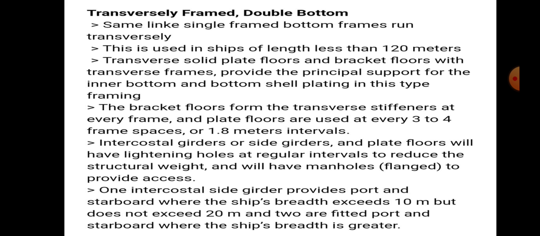Intercostal girders or side girders and plate floors will have lightening holes at regular intervals to reduce the structural weight, and will have flanged manholes to provide access. One intercostal side girder is provided port and starboard where the ship breadth exceeds 10 meters but does not exceed 20 meters. Two are fitted port and starboard where the ship breadth is greater.